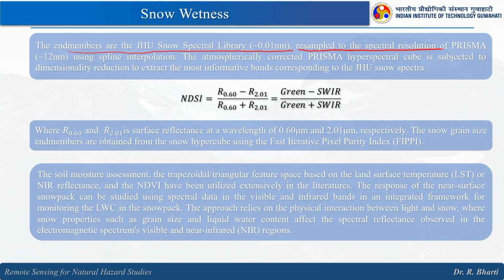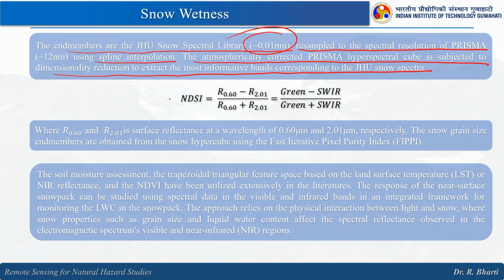Further, for the snow wetness, the end member from the GHU spectral library was extracted and then resampled to the spectral resolution of PRISMA data, which is a hyperspectral sensor, and using spline we have resampled it. The atmospherically corrected PRISMA hyperspectral cube is subjected to dimensionality reduction to extract the most informative bands corresponding to the GHU spectral library, because this is the library which we have used.